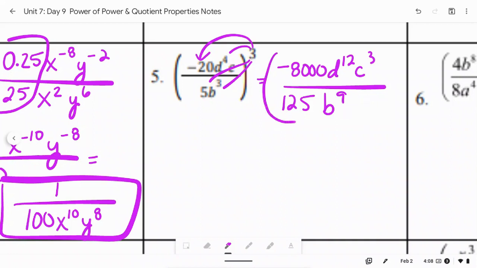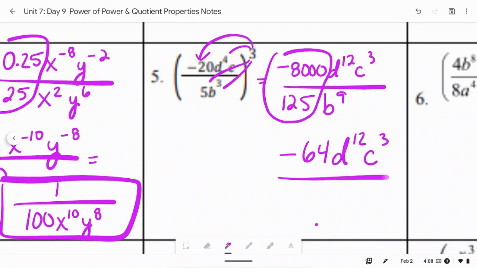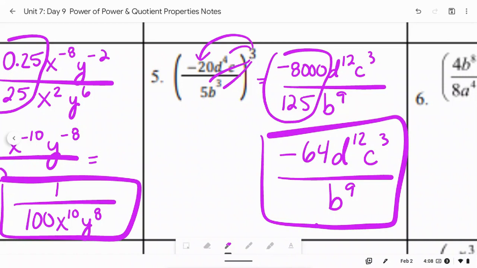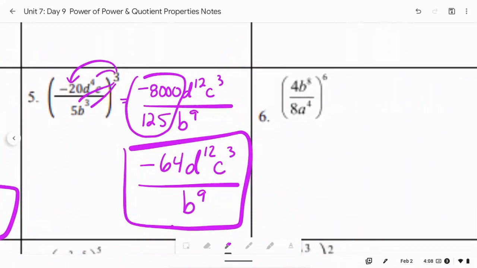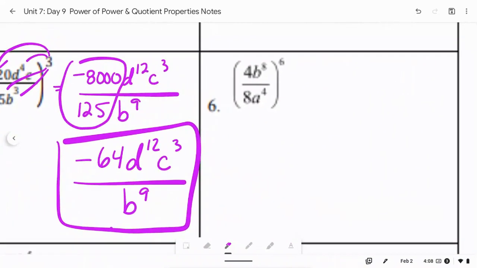Then you're going to reduce the coefficients. So negative 8,000 over 125 reduces to negative 64. Bring down d to the 12th, bring down c to the 3rd, bring down b to the 9th. I can't subtract any of those because they're different bases. So final answer.